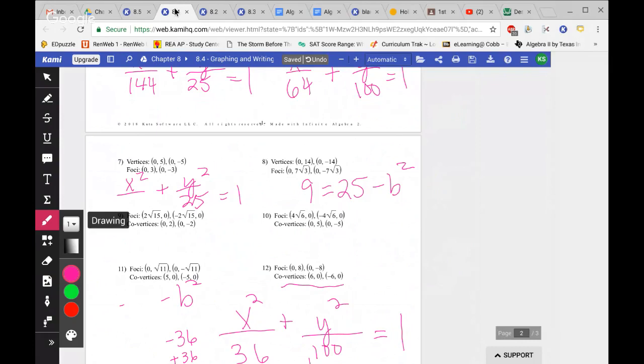So in order to find the b squared, or the co-vertice value, the value that goes underneath the x, I'm going to use my c squared equals a squared minus b squared formula and plug in what I know. I know my foci is the c, so I'm going to square the foci value, which is 3. So 3 squared is 9. And then equals 25, which is my vertice squared, which is my a squared.